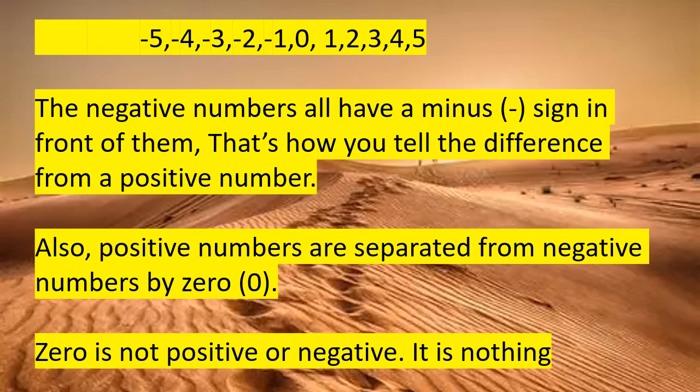The negative numbers all have a minus sign in front of them. That's how you tell the difference from a positive number. All positive numbers are separated from negative numbers by 0 on the line. 0 is not positive or negative, it's nothing.